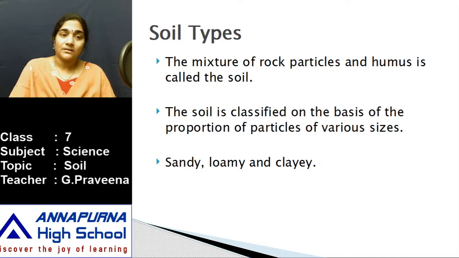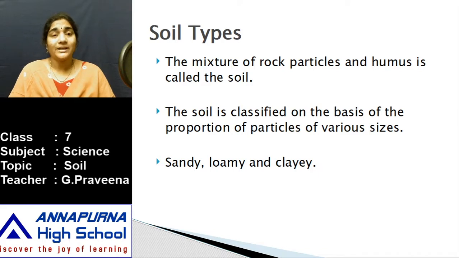Soil types. We usually know that the process of weathering gives rise to a large number of small particles, and this material consists of soil and clay. So a combination of soil and clay is formed. The proportion of this soil and clay completely depends upon the rock from which it is formed, that is, the parent rock.